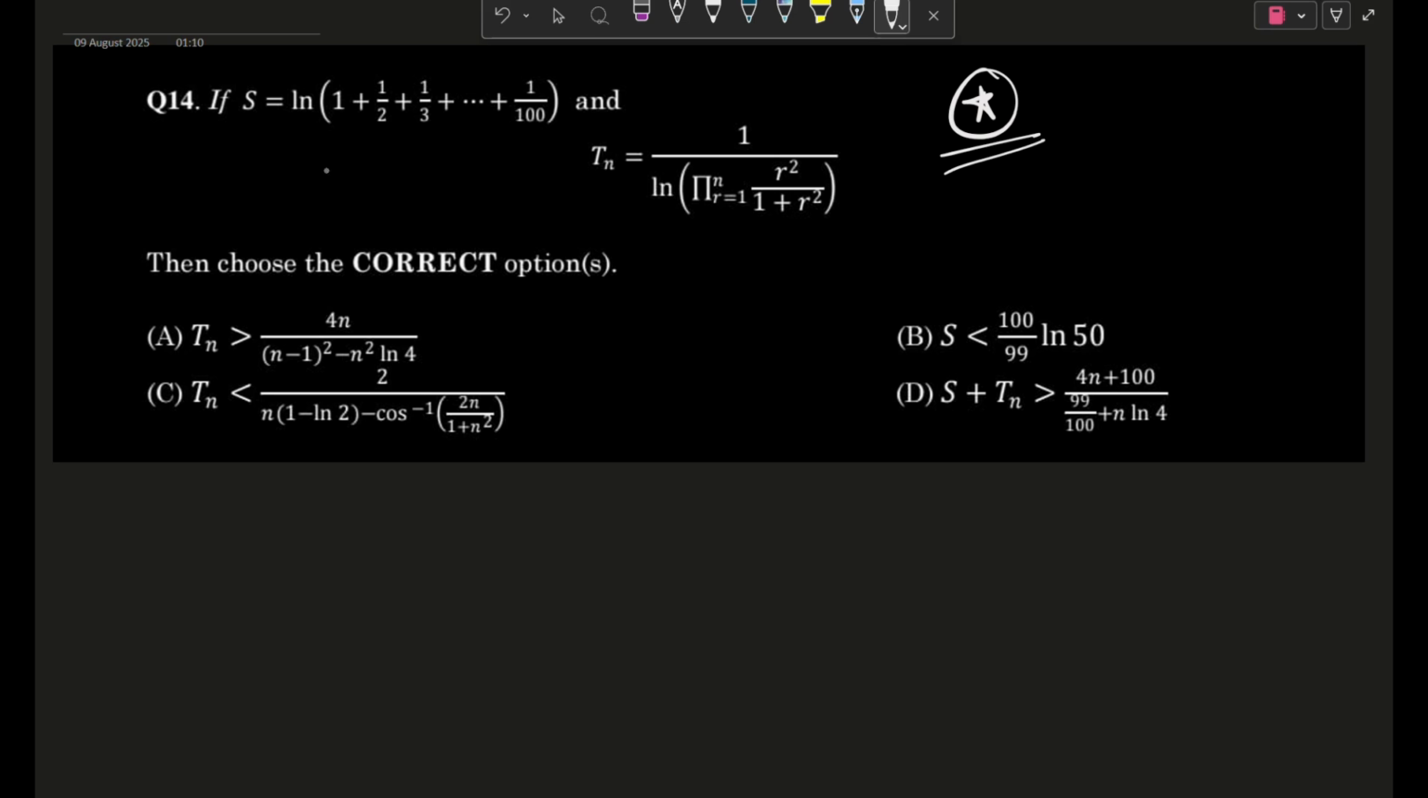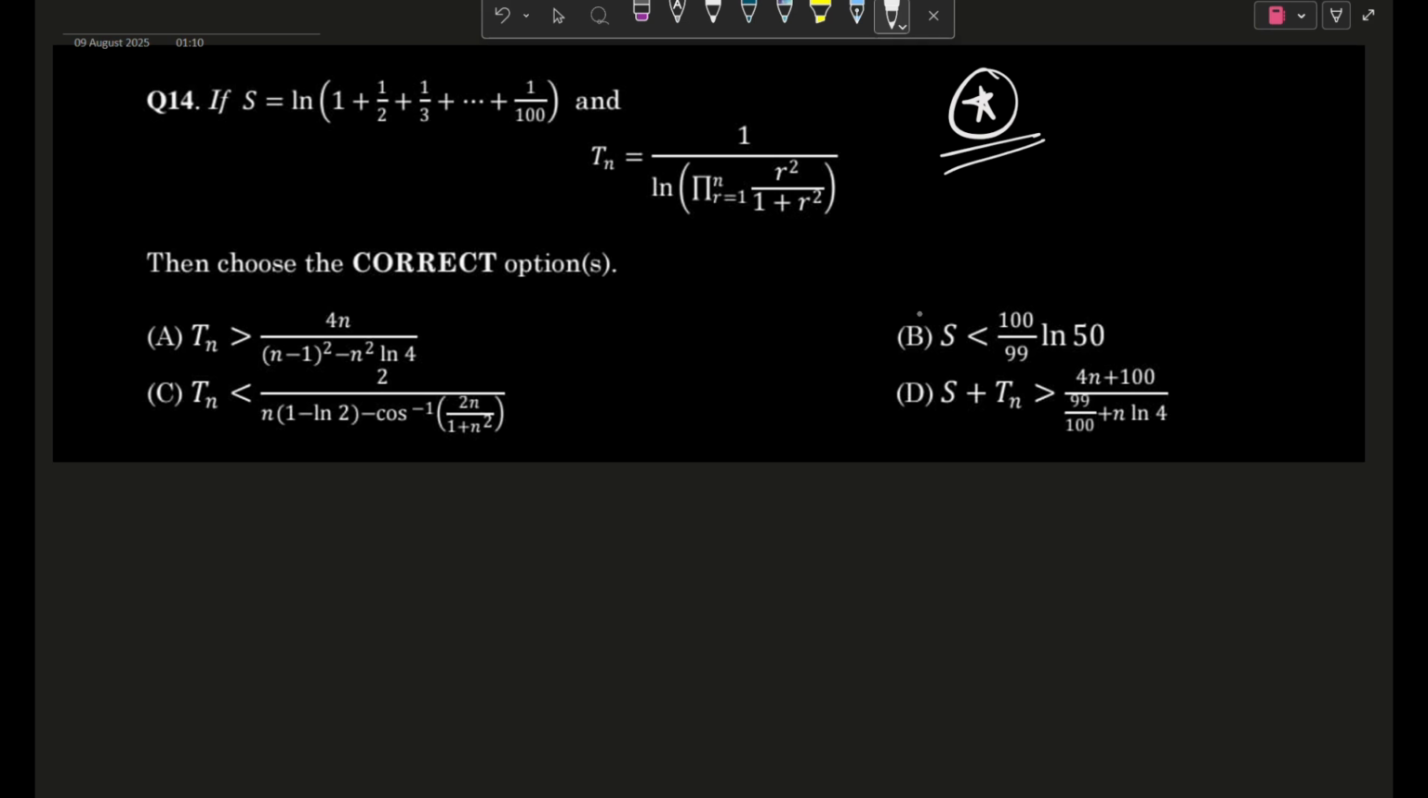Our S is given as ln of 1 plus 1/2 plus 1/3 up till 1/100. Now if you have watched my videos, you know that this is called a harmonic number. This is actually the harmonic number H100. We will deal with that later on. And something else is also given, that Tn is equal to 1 by ln of the product from r equals 1 to n of r square by 1 plus r square. And now we have to choose the correct options.